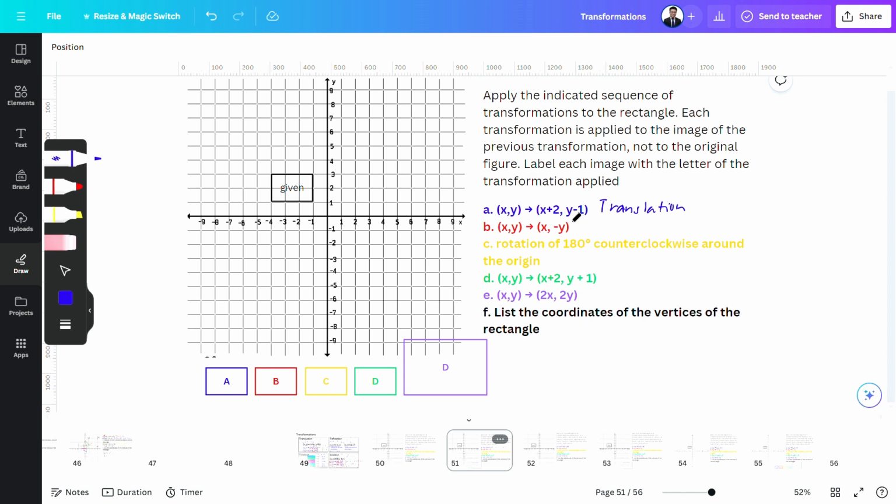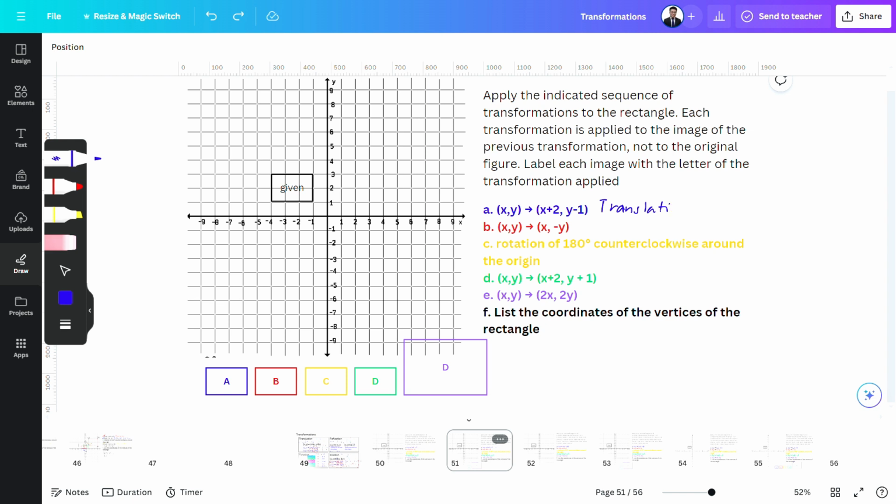Please take note that with regards to x, this is our x-axis, and the direction for the x-axis is either left or right. Once it's x plus 2, of course it's going to the right. If it's x minus 2 or x minus 3, anything, it's going to the left.